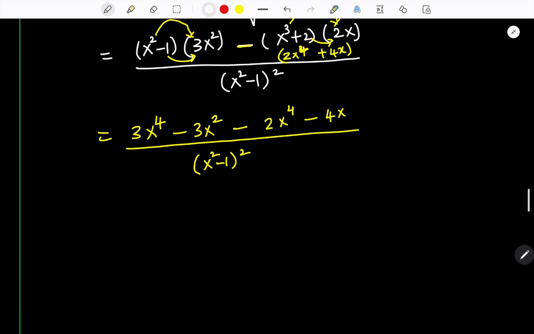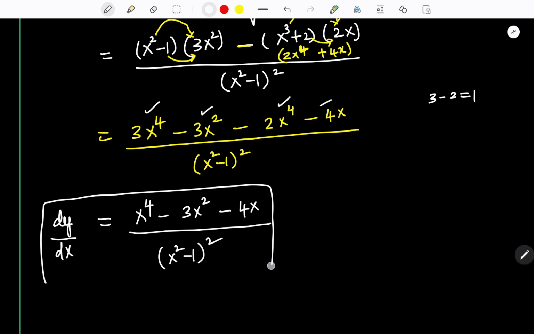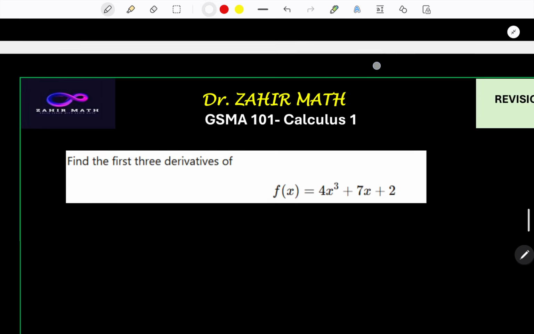Now this is equal to 3x power 4, same term, 2x power 4, same term, 3 minus 2, which is equal to 1, so x power 4. This has no family, so just write it as it is, minus 3x square. This has no family, so just write it minus 4x. So divided by x square minus 1 the whole square. So this is your dy by dx, or you can call it f dash. So this is using quotient rule.